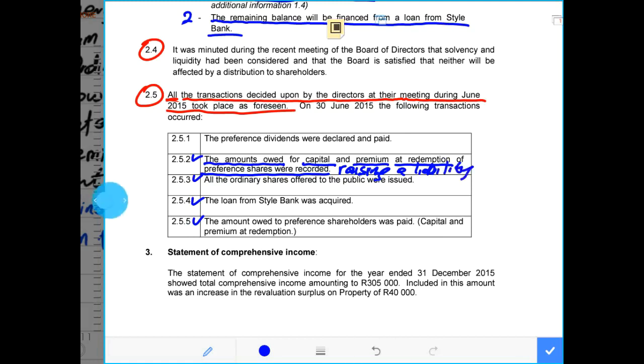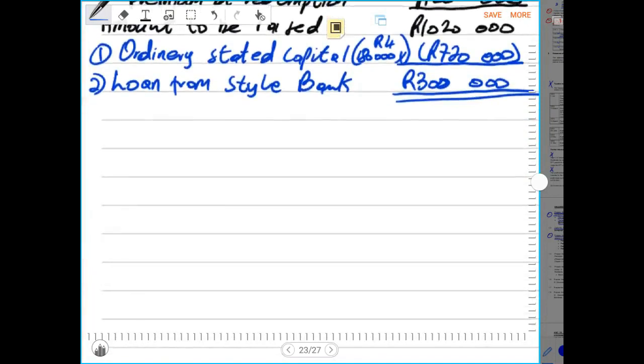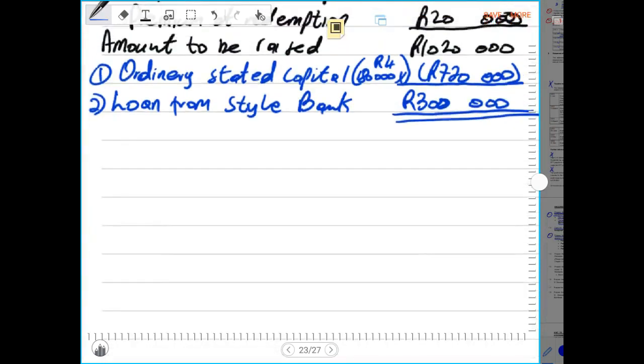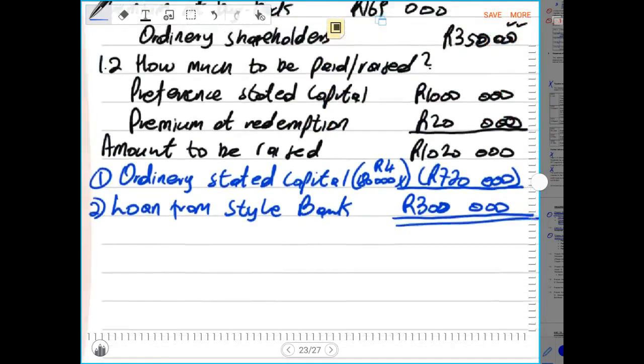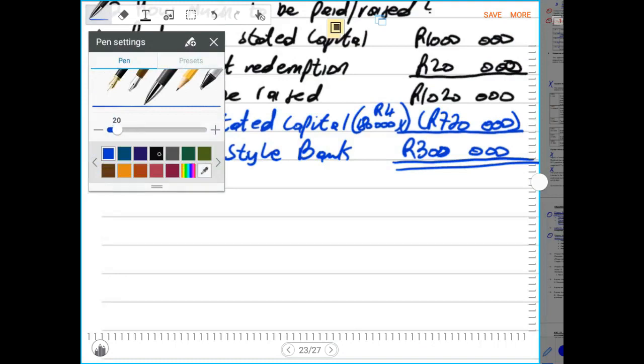And when we raise a liability, that is very simple. You debit the capital, you debit the premium, and you credit preference stated capital. Nothing changes. So now that is requirement 1.3. 1.3, just a different color to be stylish.